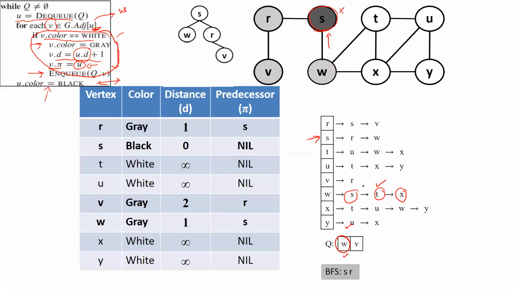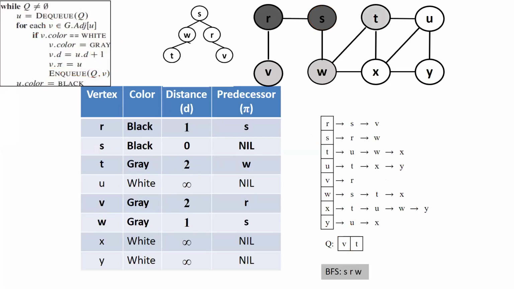Now for node T, which is white, we will settle it as gray, and its distance will be the distance of W plus 1. W's distance is 1, 1 plus 1 is 2. Its predecessor will be W. So in this manner, we will be updating these tidbits.